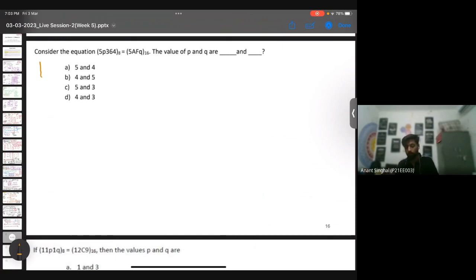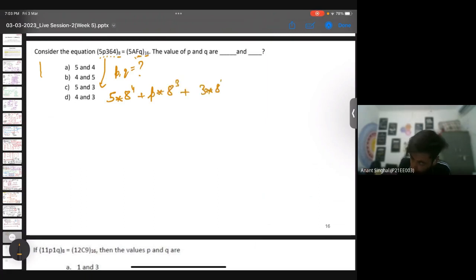So this is another question where we have been given a certain radix and we need to calculate what can be these numbers P and Q. P and Q are question mark in this question. So I'll write it in the easier way. It is nothing but 5 into 8 to the power 4 plus P into 8 to the power 3 plus 3 into 8 square, and then 6 into 8 to the power 1, and last it is 4 into 8 to the power 0.